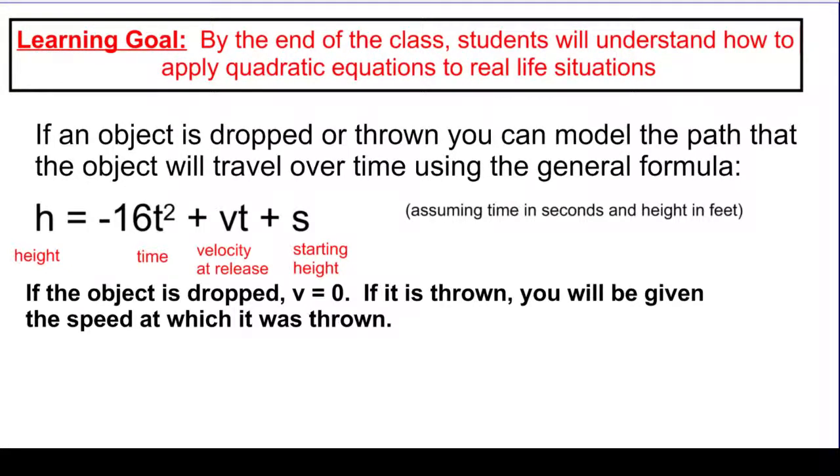v represents the velocity at release. So if we're throwing an object, it's going to maybe leave our hand at 5 miles per hour or 10 feet per second or whatever the velocity is, which they'll tell us in the problem. And s represents the starting height. So it makes a difference if I'm standing on the ground when I throw the object or if I'm standing on top of the Empire State Building. The s is going to tell us how high we are when we let go of the object. How high above the ground is the object when we let go?